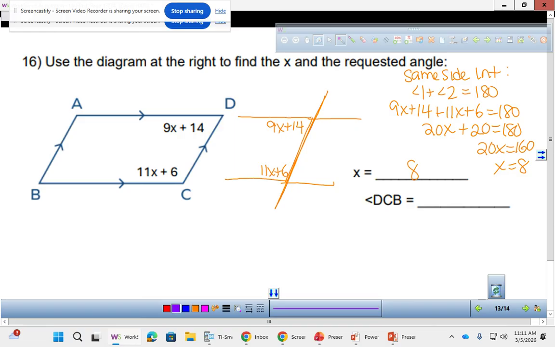Now, when I'm going to find DCB, C is the important part of this. I am looking for angle C. So I'm going to do 11 times 8 plus 6, or 88 plus 6. And that's 94 degrees. So that angle there is 94 degrees.